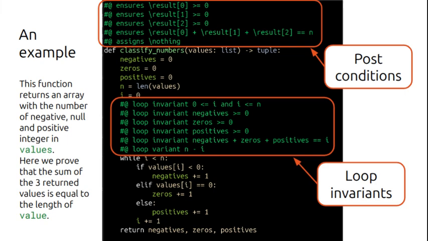What I want to do is, given a piece of Python code, here classify number, a function which returns the number of negative, positive, or zero in an array. I want to mathematically prove that the sum of the three elements returned is actually the size of the initial array. So here I'm writing that with some mathematical symbols which are put into comments.